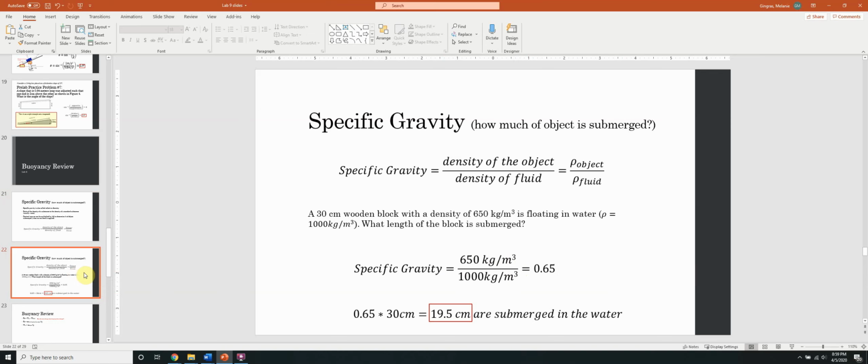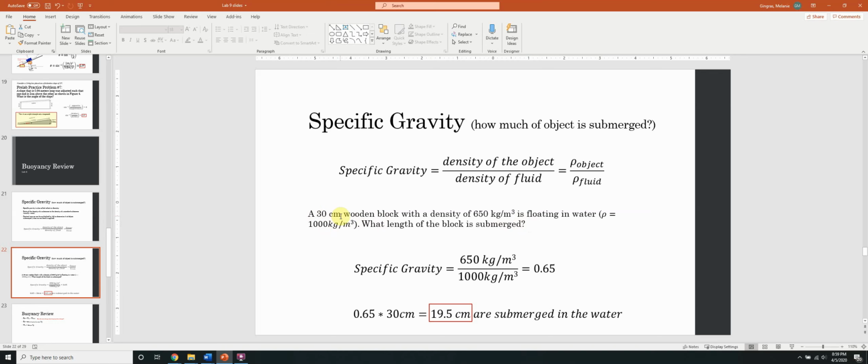So let's say we have a 30 centimeter wooden block with a density of 650 kilograms per meter cubed, and it's floating in water. The density of water is 1,000 kilograms per meter cubed. What length of the block is submerged? I've only given you one dimension, so 30 centimeters is what we're working with.